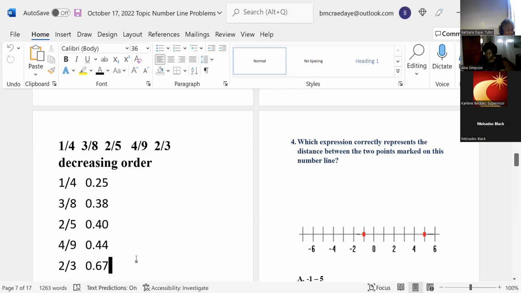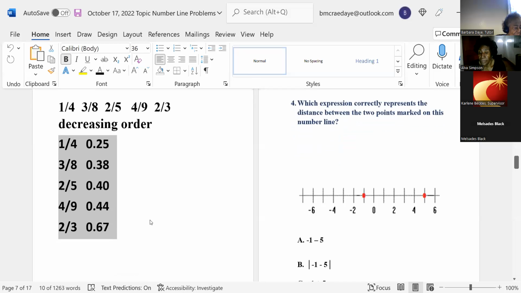Okay. Did everybody have the decimals? 0.666 rounds to 0.67. Remember, I said put them in hundredths. This is tenths, this is hundredths, right? Okay, so let me just make this bold.